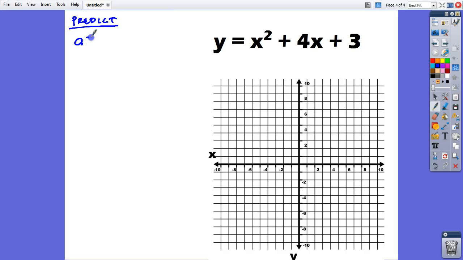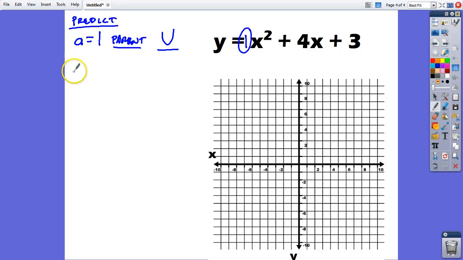First thing I want to see is for you to use A to predict what the graph will look like. Now in this case, A is 1, which means actually 1 is that cutoff point. It's going to basically be our parent graph. So it's going to be just kind of an average looking parabola, not too wide, not too narrow. It's going to look a lot like that graph we kept doing in the lab. And then it's a positive one, which means it's going to be a U shape, right side up. So right away we get some information of what that's going to look like.